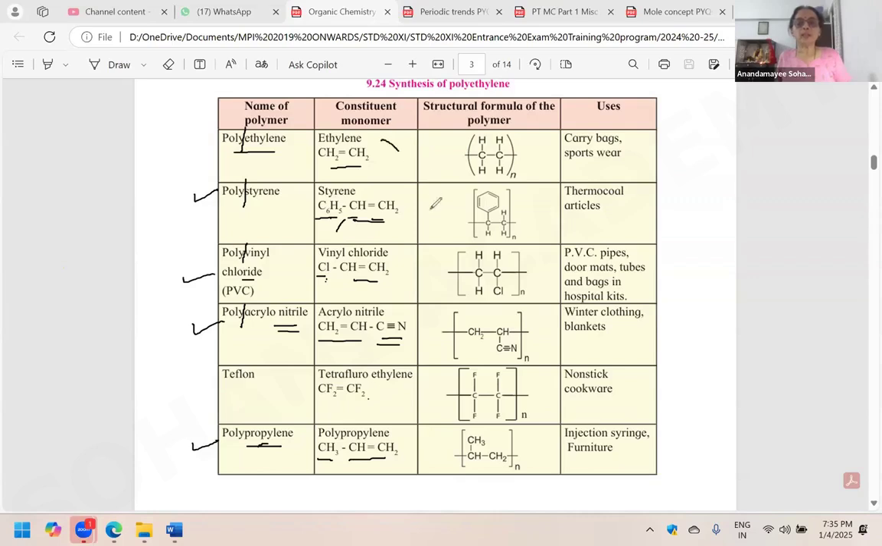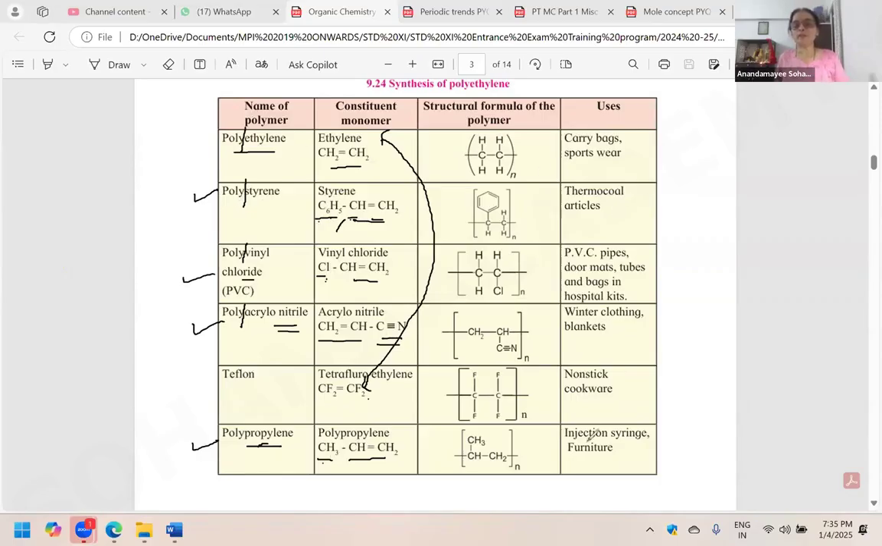So you can make a pair of ethylene and Teflon, and in all the others something is attached to CH2CH. In polystyrene C6H5, here Cl, here C triple bond N and here CH3. So this part can be taken care of by the use of little logic.